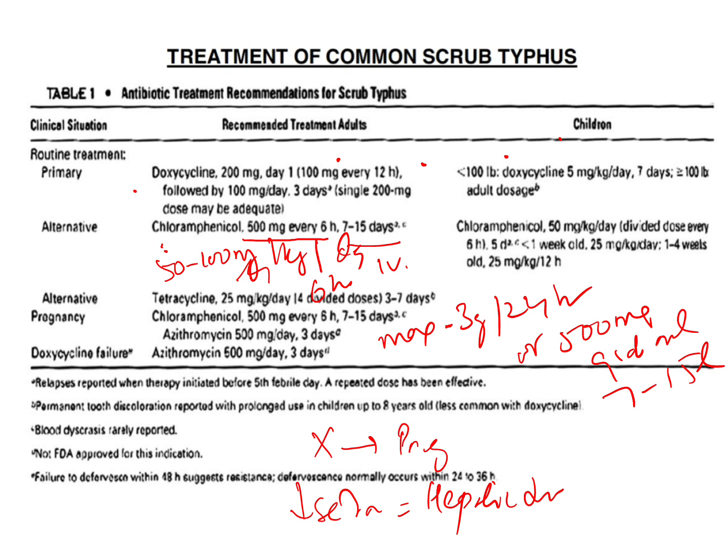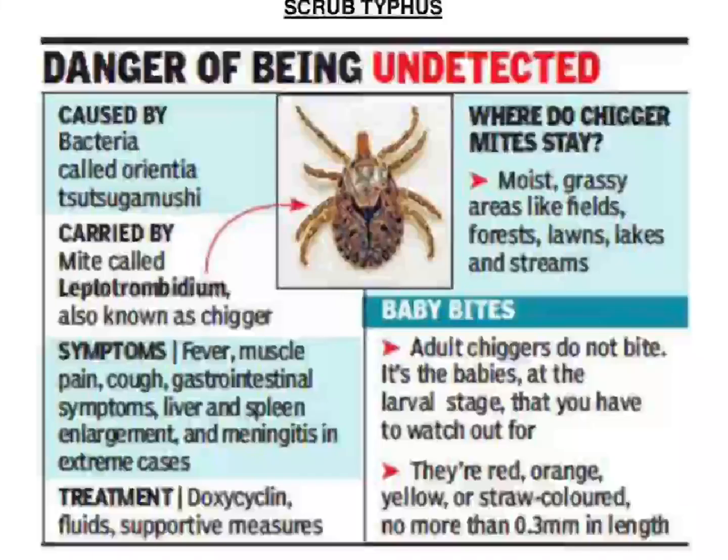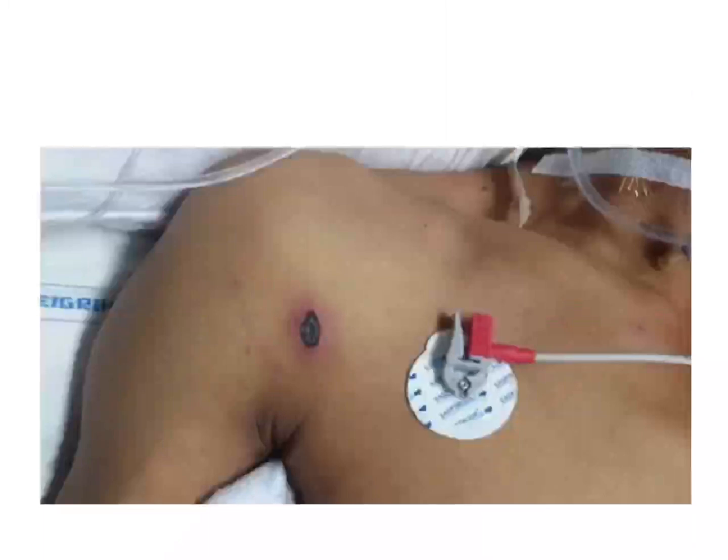Similarly, in children with scrub typhus, the dose is mentioned as 5 milligram per kg per day of doxycycline for 7 days, and chloramphenicol 50 milligram per kg per day in divided doses every 6 hourly. Friends, we can give azithromycin to pregnant ladies if they suffer from scrub typhus.